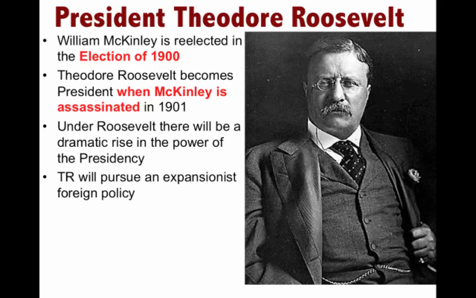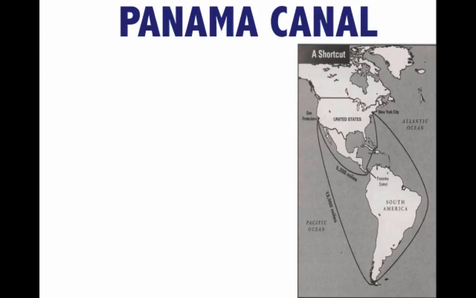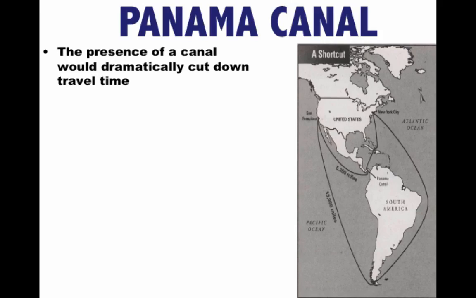But really in foreign policy, Roosevelt, TR, is going to pursue an expansionist foreign policy. One of his favorite sayings was "speak softly and carry a big stick." In essence, what this means is you're going to use diplomacy often, but you should not back down from using force if necessary and taking decisive action. And you could really see Roosevelt's approach to foreign policy with how he gets the U.S. rights to the Panama Canal. The presence of a canal was dreamed about for many, many years because it would dramatically cut down the amount of time it would take to travel between different parts of the globe. And this would have implications for trade, but also military national security as well.